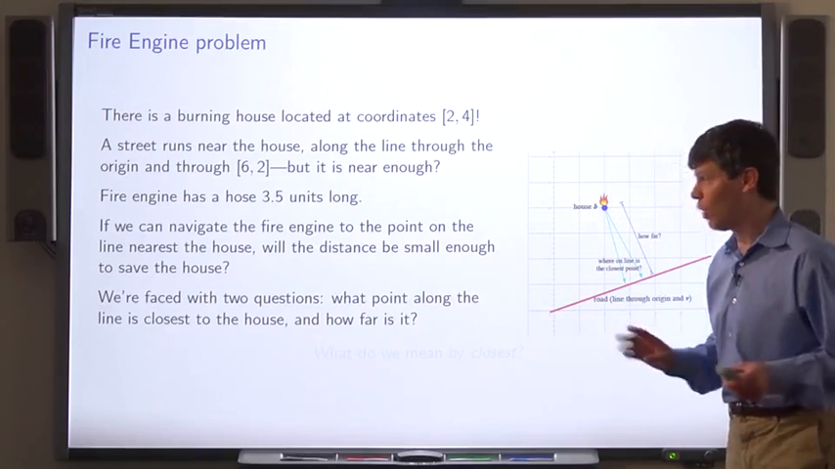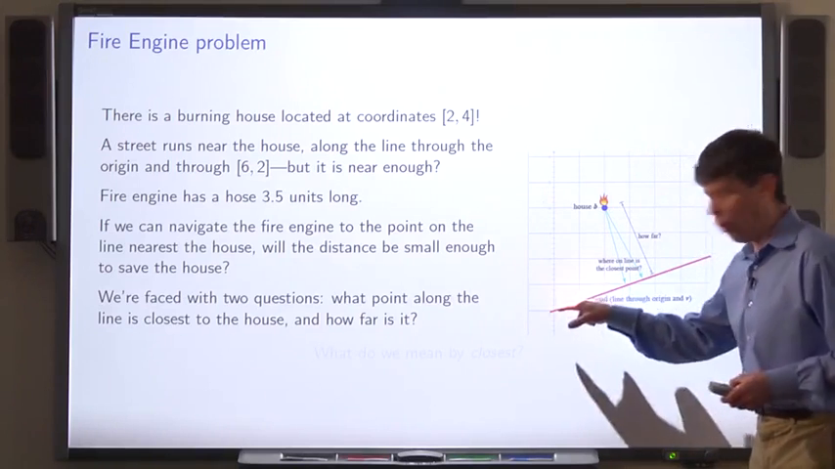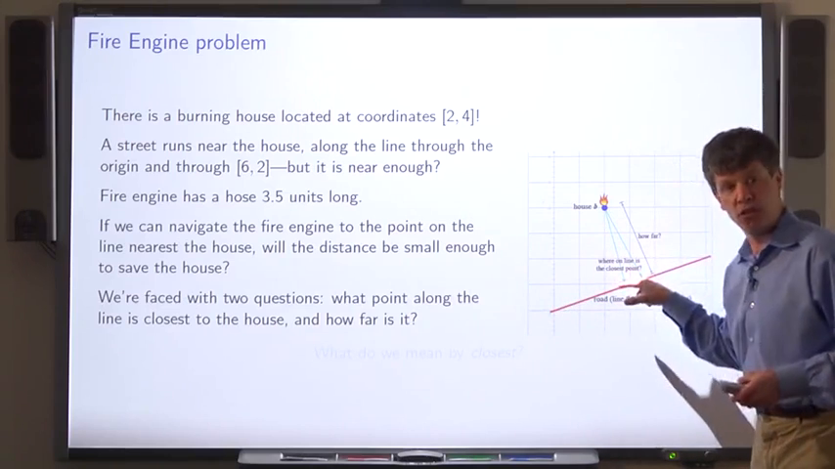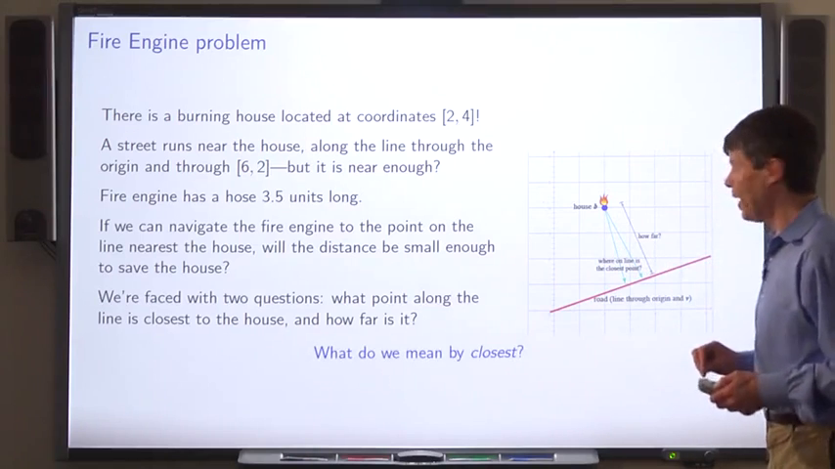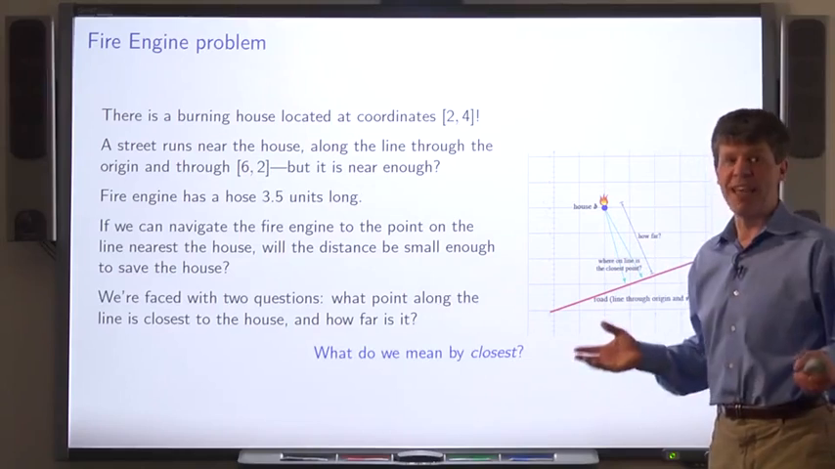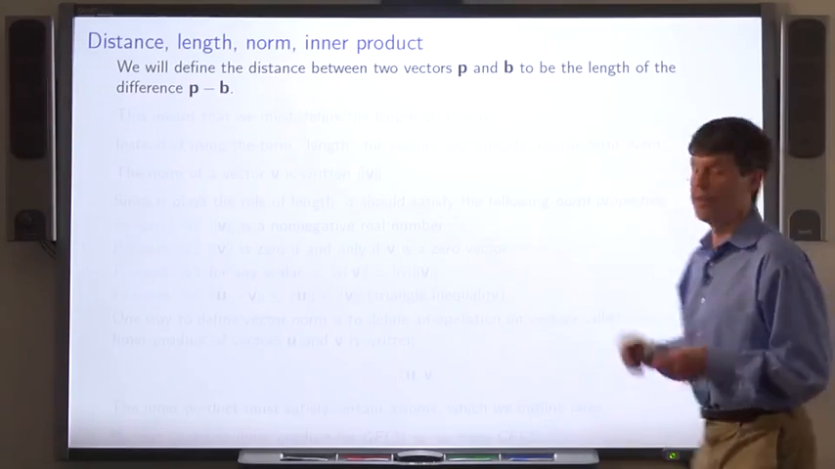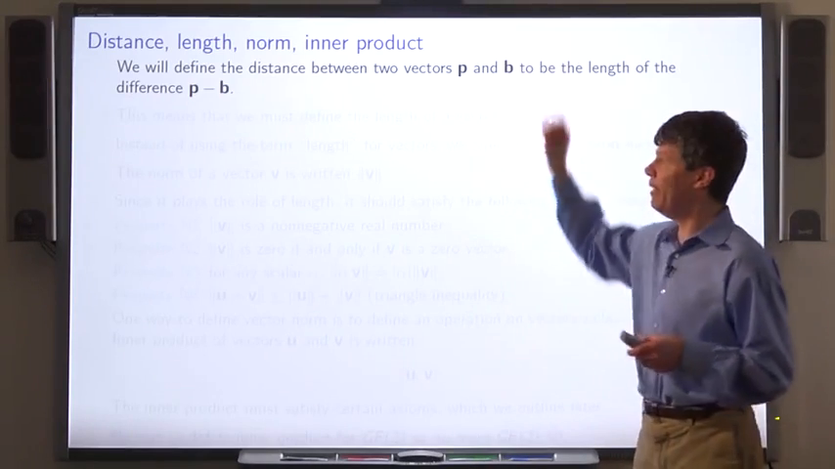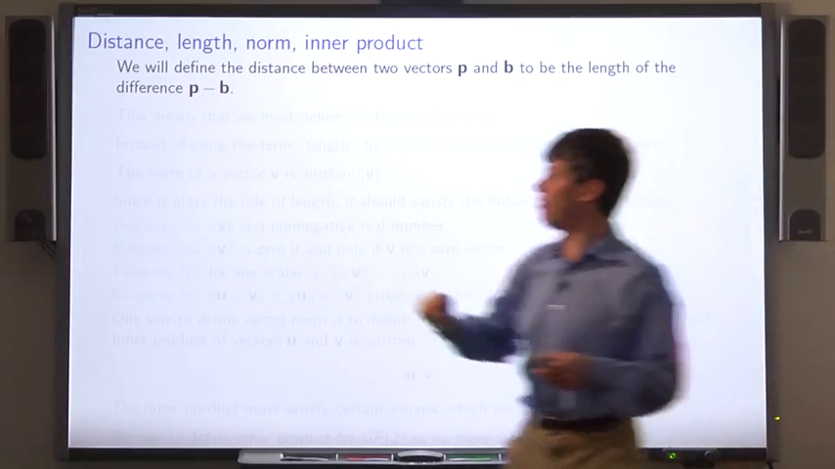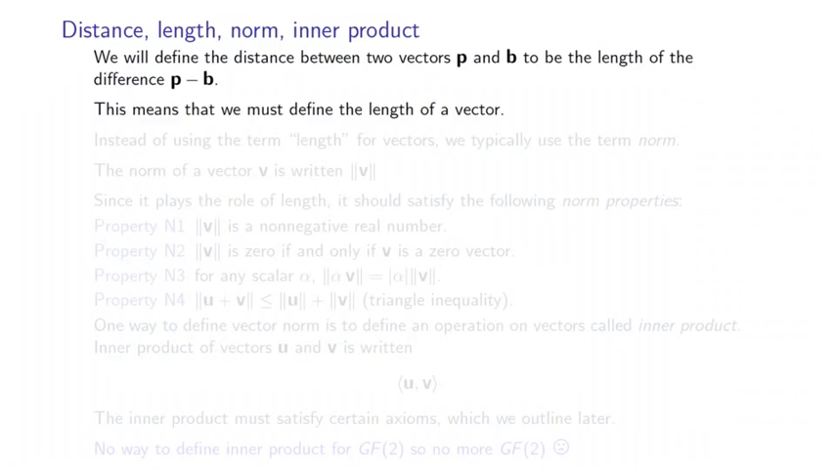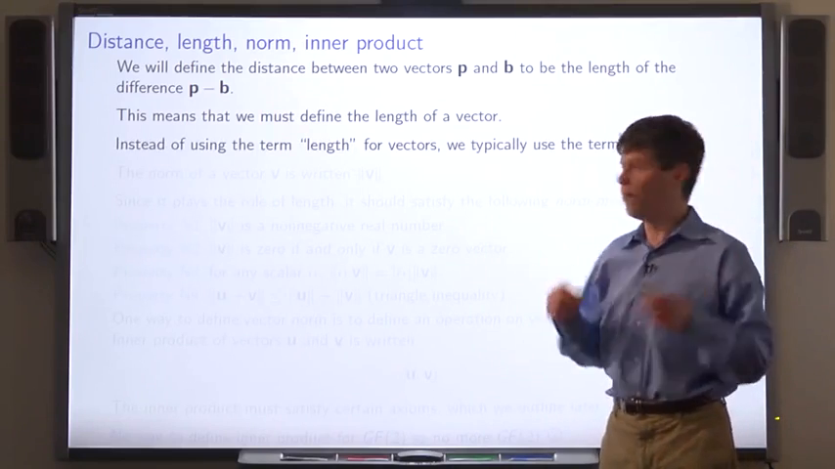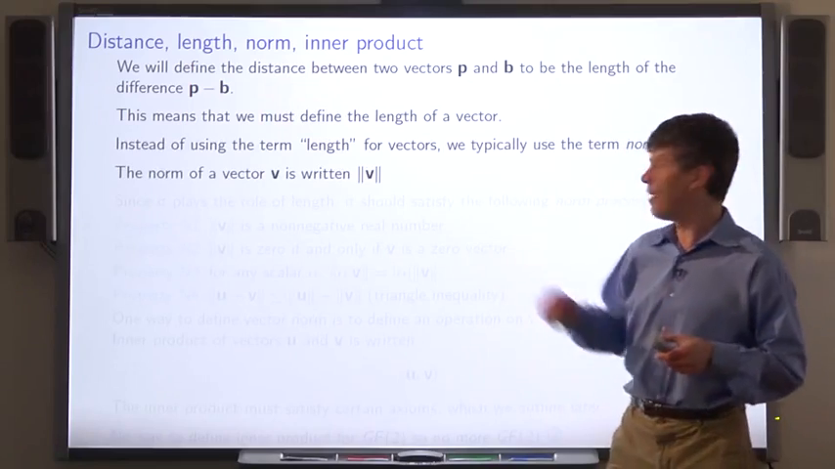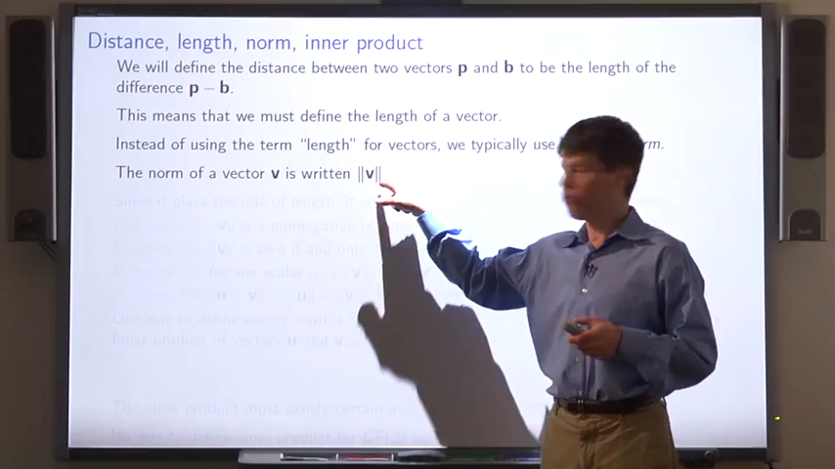Well, there are two questions that we're looking at. What point along the street is closest to the house, and how far is it? And to answer that, we first have to say what we mean by closest. The distance between two points P and B is the length of the difference, P minus B. We first have to define the length of a vector. Instead of using the term length, we use the term norm. Now, the norm of the vector is written with these double vertical bars.